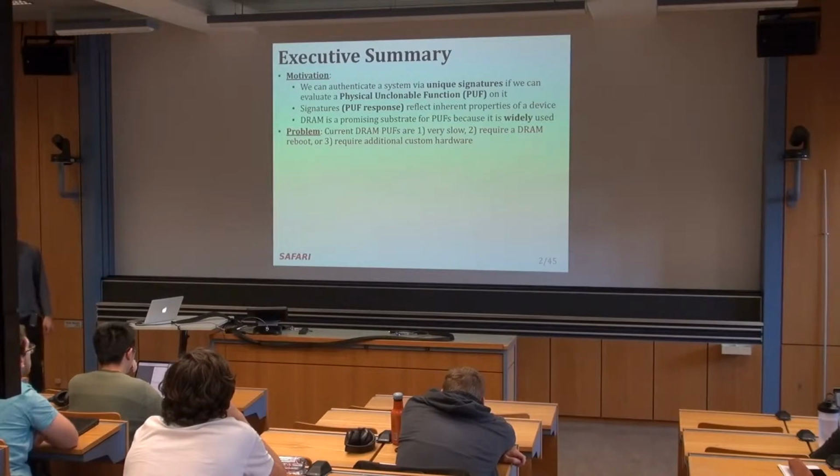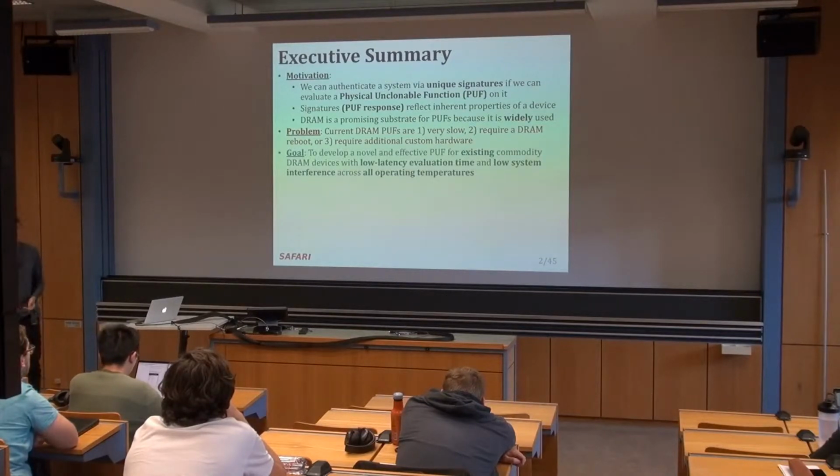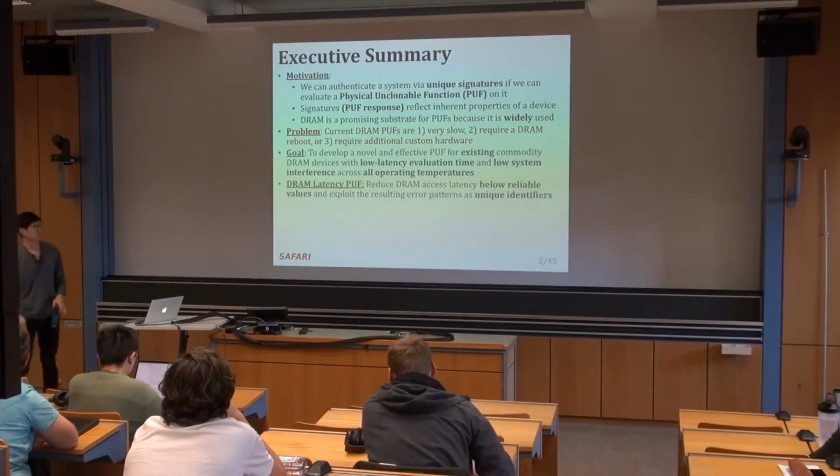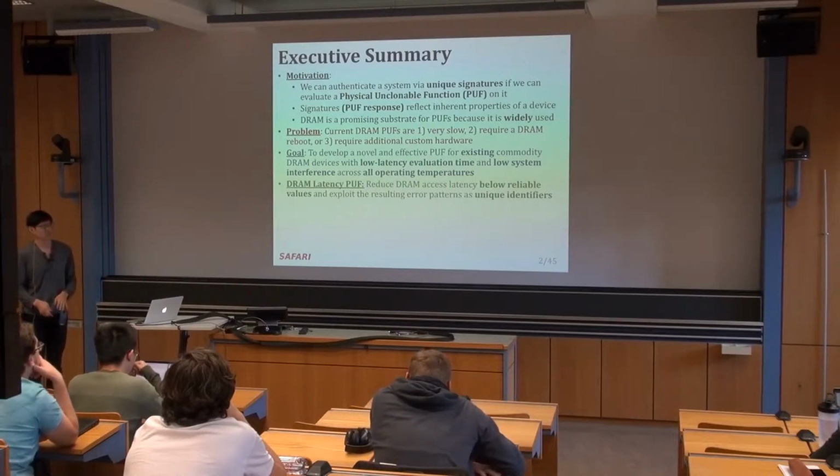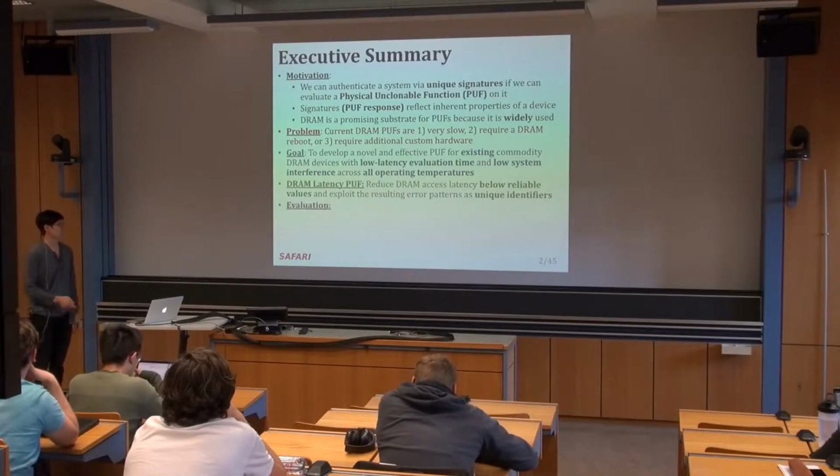The current problem with DRAM PUFs today is that they are either very slow, require a DRAM reboot, or require additional custom hardware. To this end, our goal is to develop a novel and effective PUF for existing commodity DRAM devices with low latency evaluation time and low system interference across all operating temperatures. We propose a mechanism called the DRAM Latency PUF, which reduces DRAM access latency below reliable values and exploits the resulting error patterns as unique identifiers.